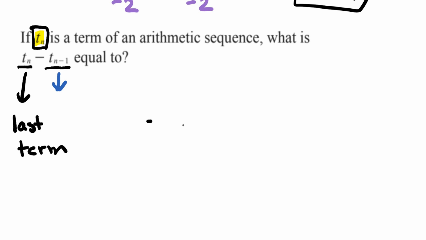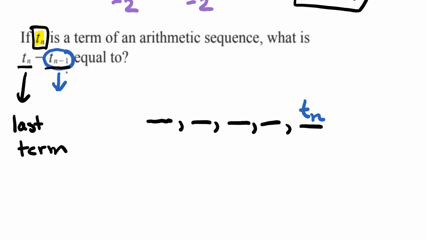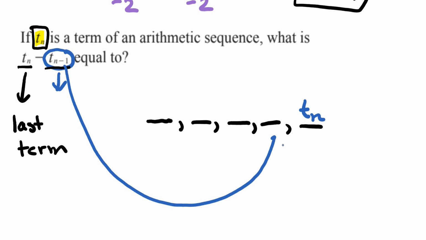All right, so if you have a sequence here, I don't know how many terms there are in the sequence, but let's just say this is Tn, the last term. And then this guy right here, Tn minus 1, this minus 1 means we want to be in the term previous to the last term. So this is going to be Tn minus 1.